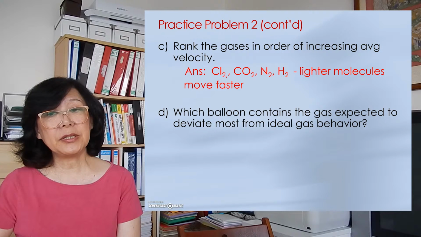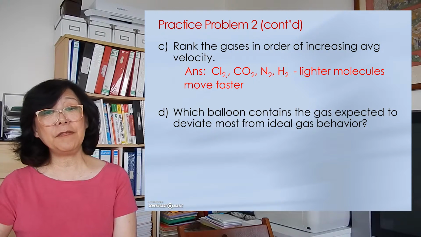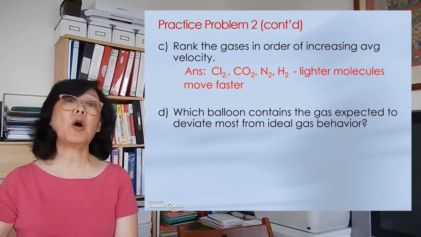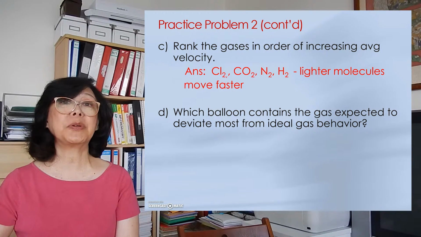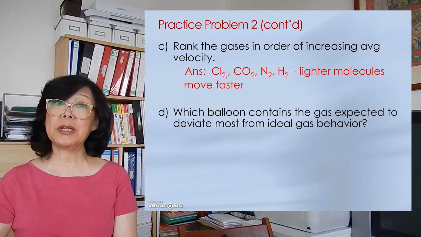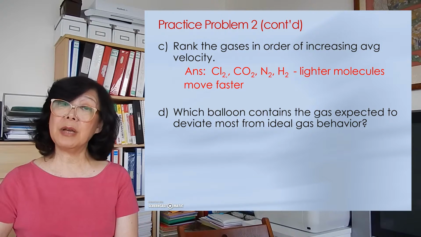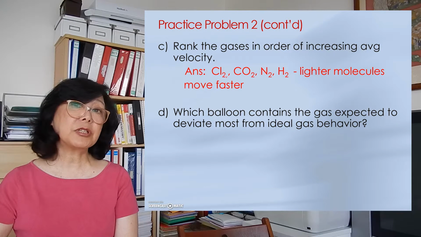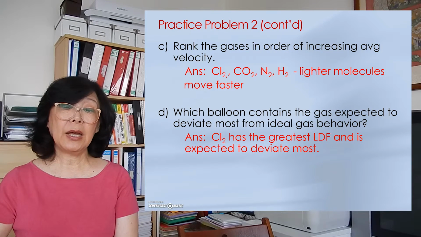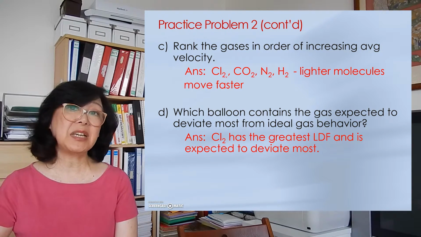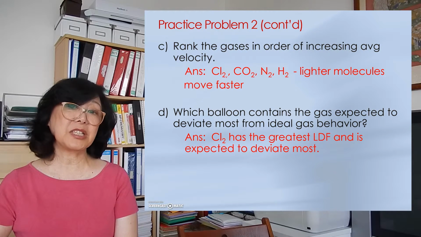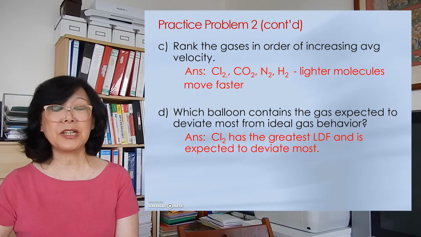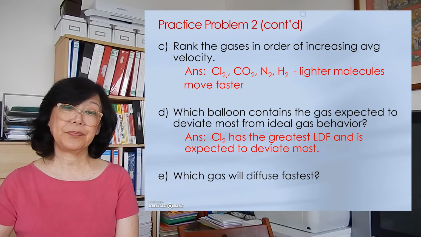Now, which balloon would contain the gas that would be expected to deviate most from ideal gas behavior? Looking at all these gases, they are all nonpolar gas molecules with LDF. Which has the greatest LDF? Chlorine. Why? Because it has the most electrons, and that would contribute to greater LDF, and therefore they will have a little bit more stickiness together than other gas molecules. Therefore, the one expected to deviate most from ideal gas behavior is chlorine.